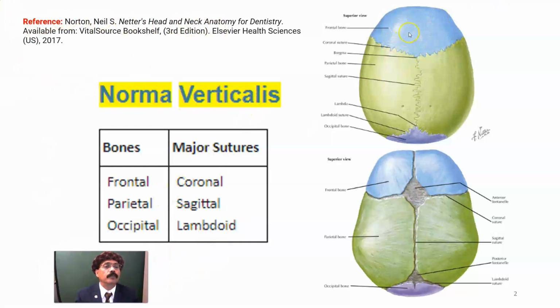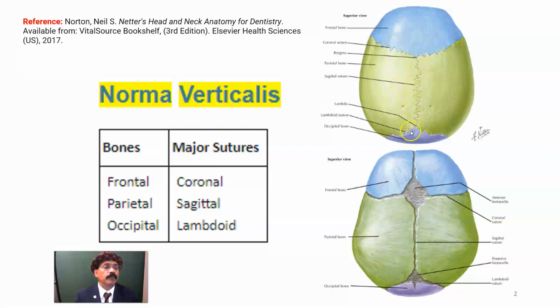This is the frontal bone. The parietal bone, this is one parietal bone, another parietal bone, and the upper part of the occipital bone is here. We have the sutures. This is the coronal suture between the posterior border of the frontal bone and the anterior border of the parietal bone. This is the sagittal suture between the two parietal bones here in the median plane.